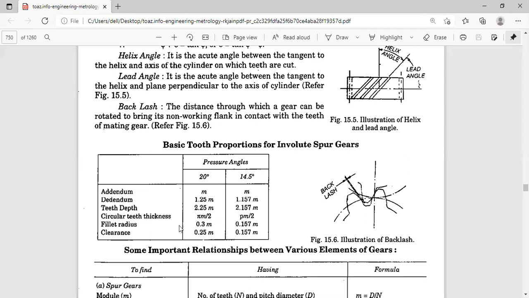So what is the circular tooth thickness? You can simply say tooth thickness is pi m by 2, the same for both. You may have some spelling mistake in the table, but both are pi m by 2. So you just try to see, and we have one of the charts, and a particular question that is asked. We'll just try to see. All these terms are there in theory of machines.